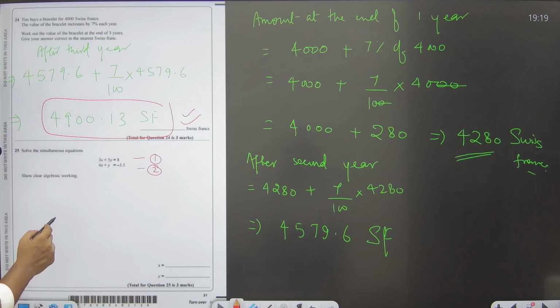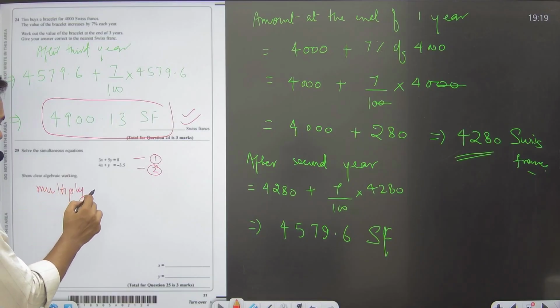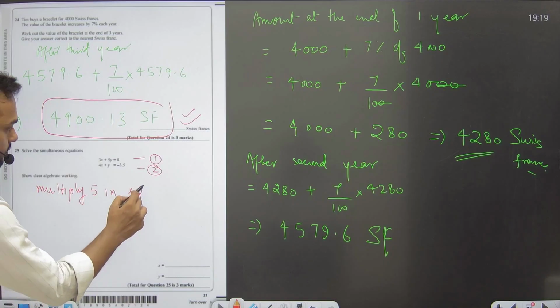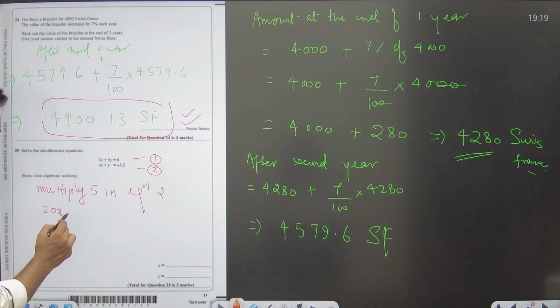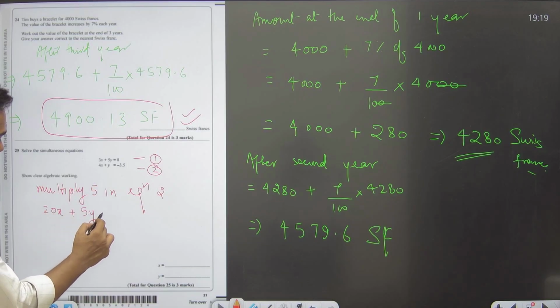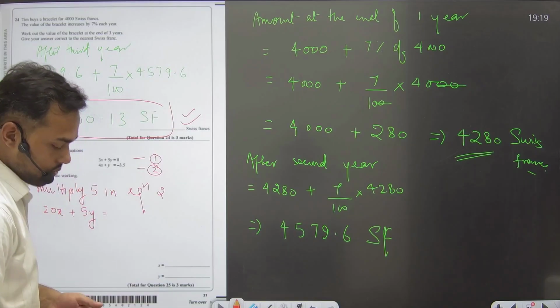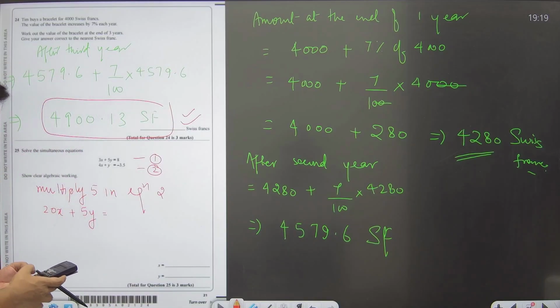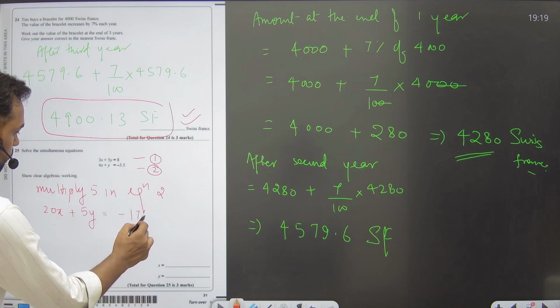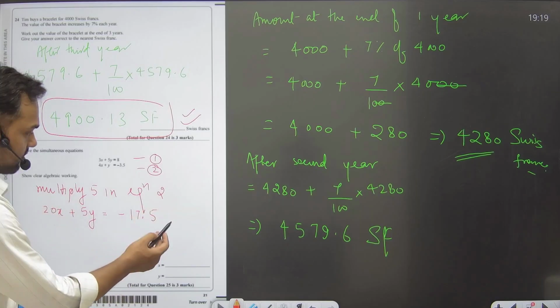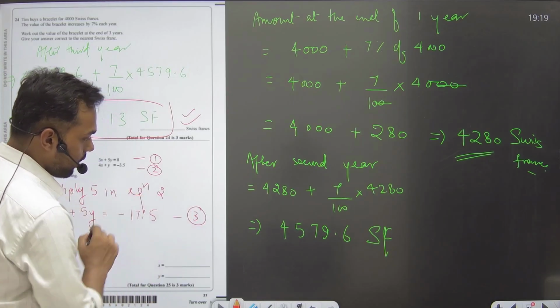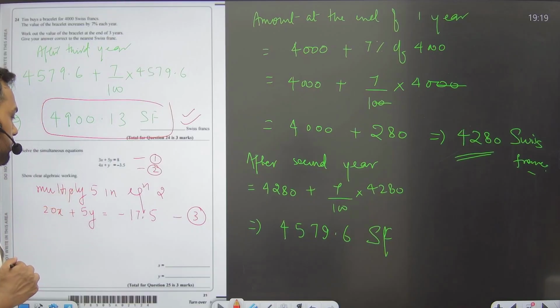So what we need to do here, if we multiply 5 in equation number two, so what this second equation will become, I'll write here. It will be 5 cross 4, that will be equal to 20x plus 5y equals negative 3.5 cross 5, which gives negative 17.5. So this is equation number 3 now, because we have multiplied 5 in equation number 2.